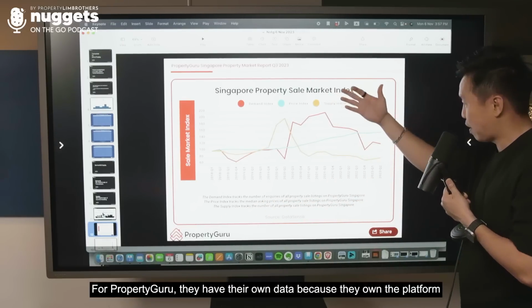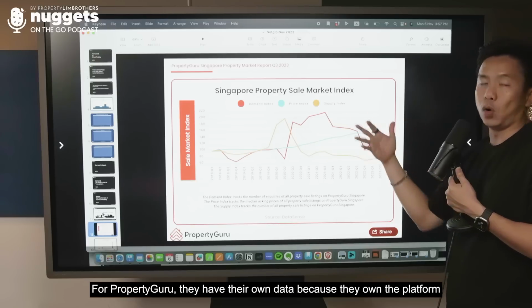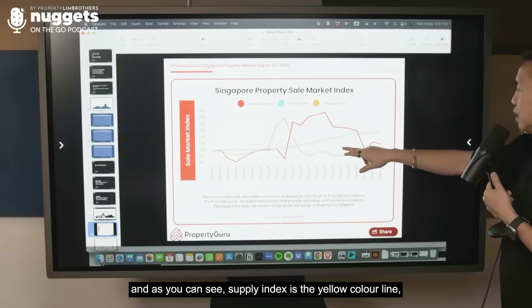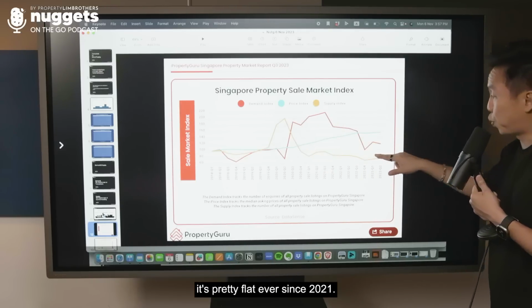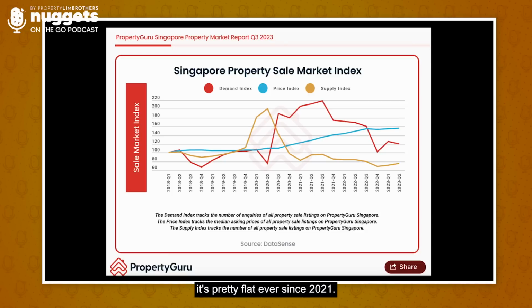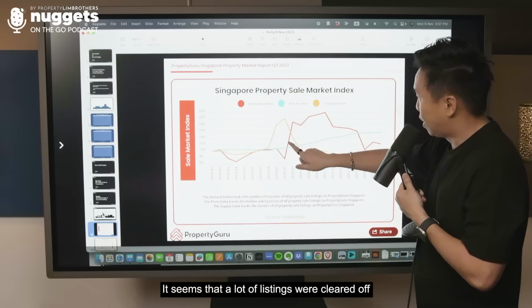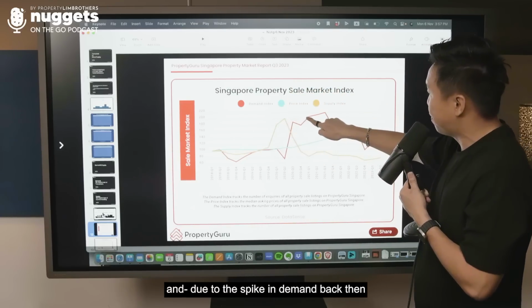For Property Guru, they have their own data because they own the platform. And as you can see, the supply index is the yellow line. It is pretty flat ever since 2021. There was a swarm of listings available during the COVID period. It seems that a lot of listings were cleared off due to the spike in demand back then.